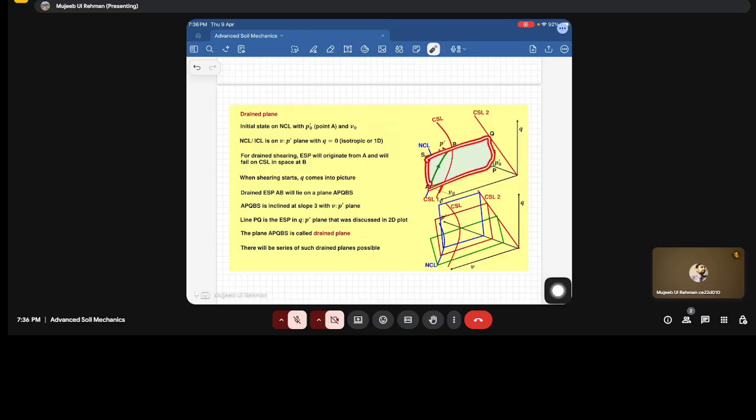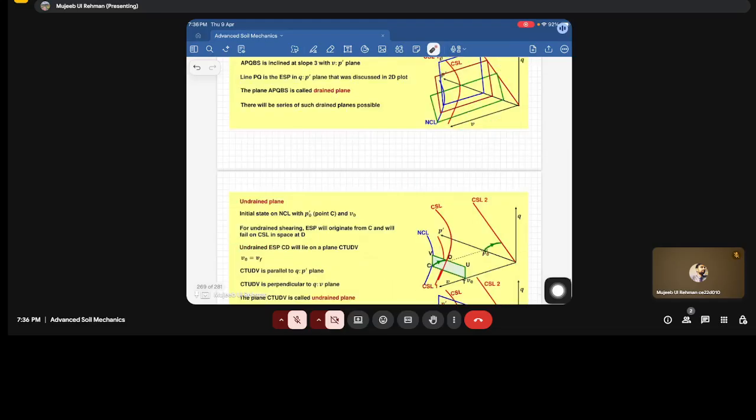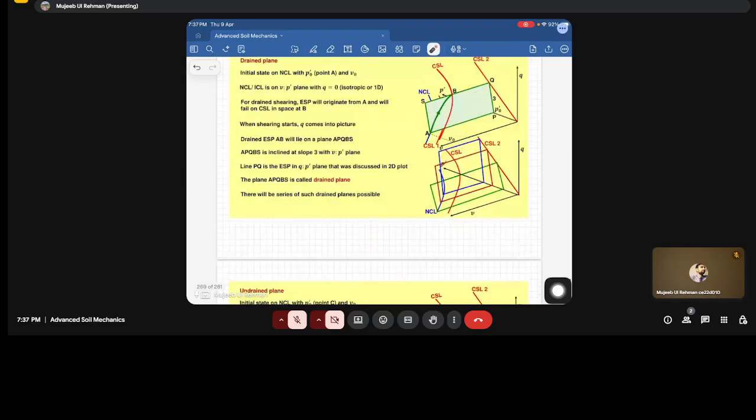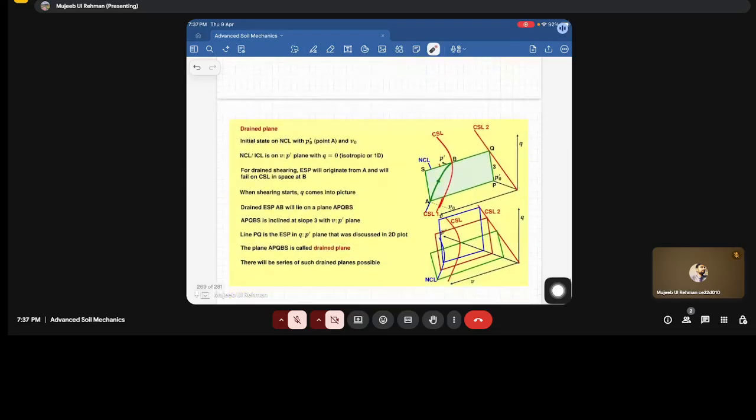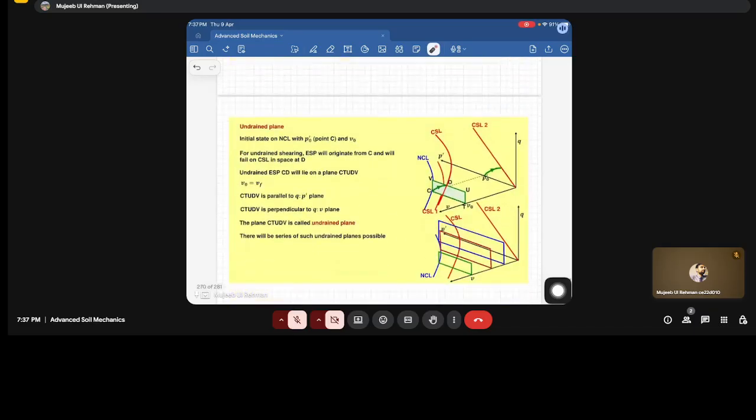Fine. Now similar to this drained plane, we have the undrained one. You can see that in this test, since we started with some P, Q was 0. So this plane was parallel to the specific volume axis. Now for the undrained plane, it has a specific volume, the initial specific volume.